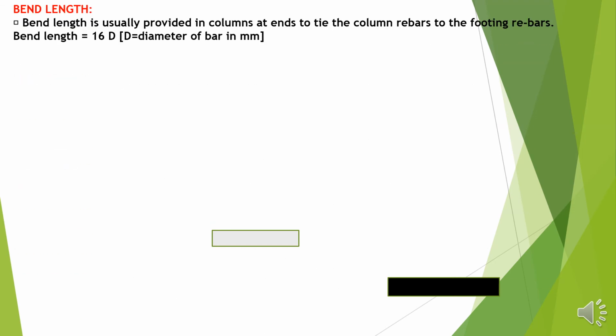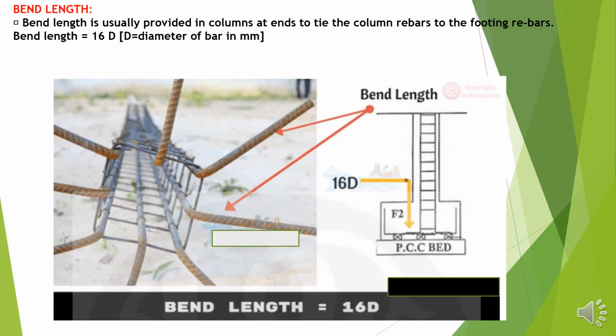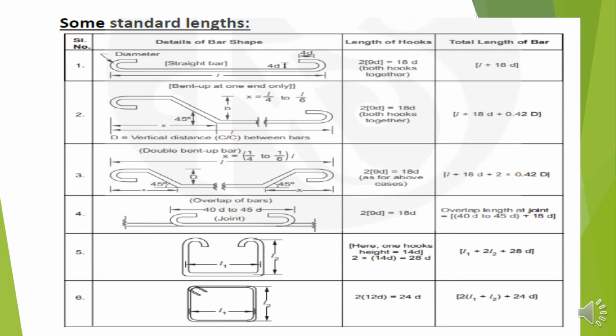Bend length is usually provided in columns at the ends to tie the column rebars to footing bars. Bend length is 16d, d being the diameter of the bar in millimeter. This is what I call a bend length, which is to be 16 dia of the bar. These are some standard lengths of the hooks, how to be prepared and everything.